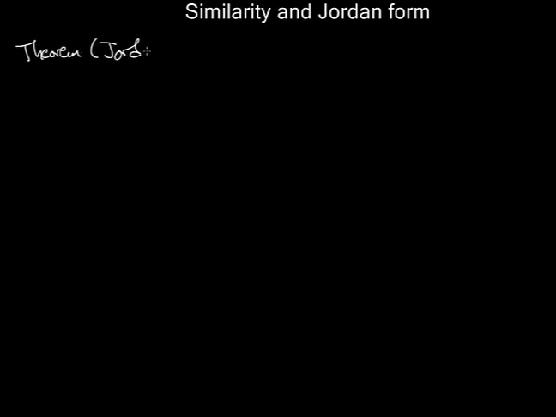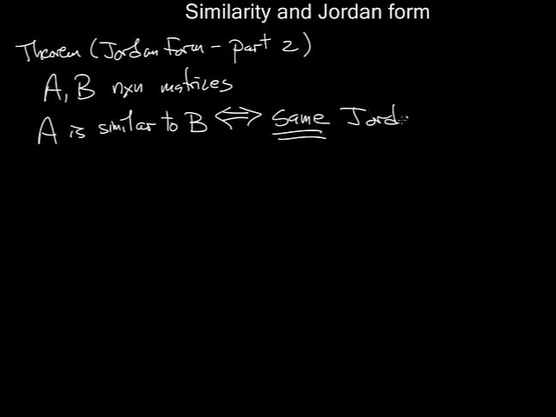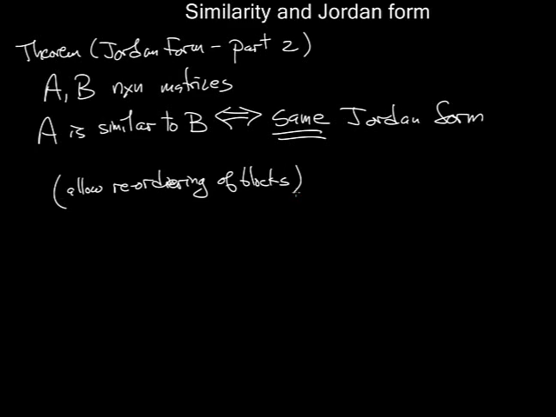All right, here's the second part of the theorem, which is a uniqueness statement. Suppose you have two matrices A and B, and we want to know if they're similar or not. Well, the theorem is that they're similar if and only if they have the same Jordan form. That's an incredibly powerful fact. And when I say they have the same Jordan form, you're allowed to reorder the blocks. You can put them in any order you want, but we say they're the same if they're the same up to reordering.